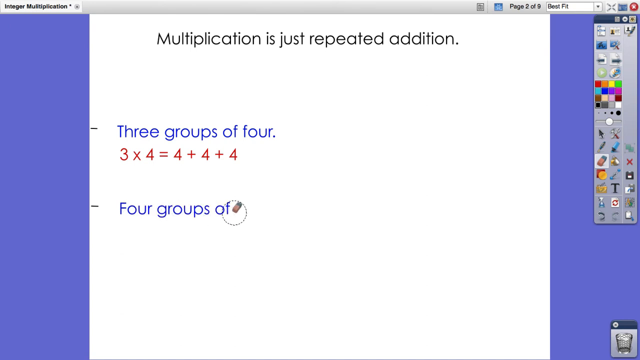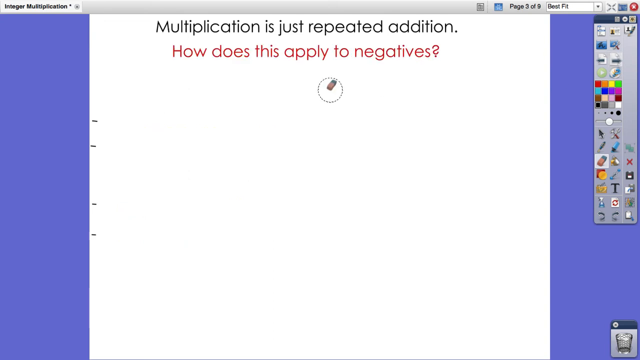But if you think about it like this, for 4 groups of 3, we know that the commutative property of multiplication allows us to write it backwards and still have the same answer of 12, but our groupings have changed. Instead of having 3 groups of 4, now we have 4 groups of 3. So you can read these forwards or you can read these backwards. Doesn't matter. And when we apply this to negative numbers, this is what occurs.